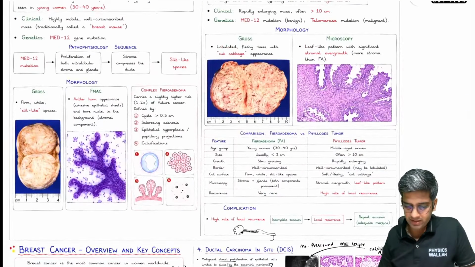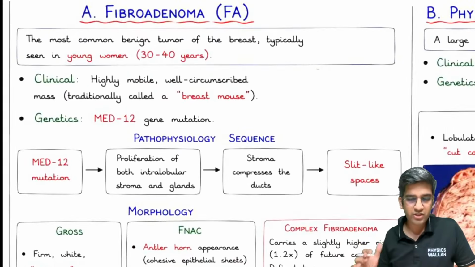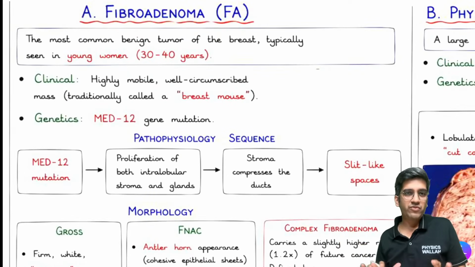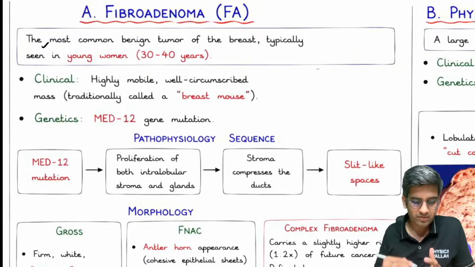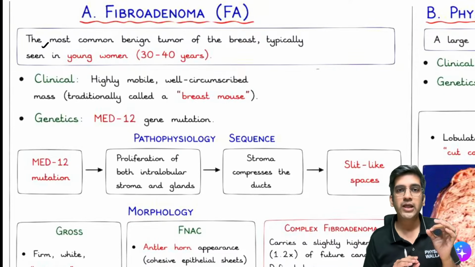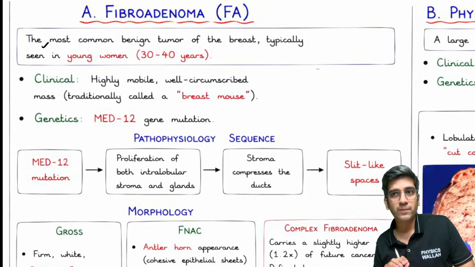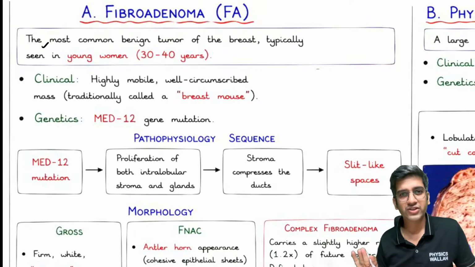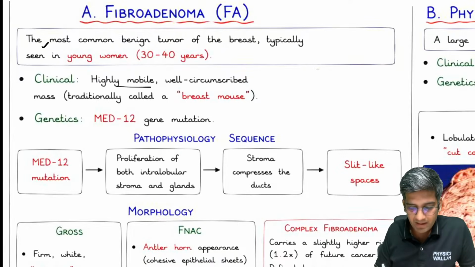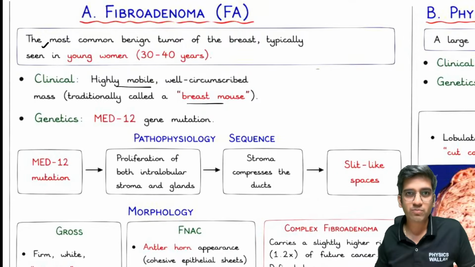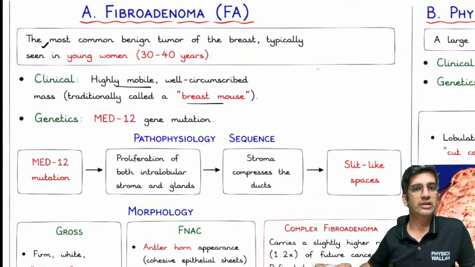Just to complete breast, we look quickly at fibroadenoma and the phyllodes. You know many things about fibroadenoma. I need not talk more about that. It's the most common benign breast tumor, seen at 20 to 40 years. They are very, very mobile tumors. They are dubbed as breast mouse. Don't use the term breast mouse. Just call them highly mobile tumors, not attached to the surroundings.